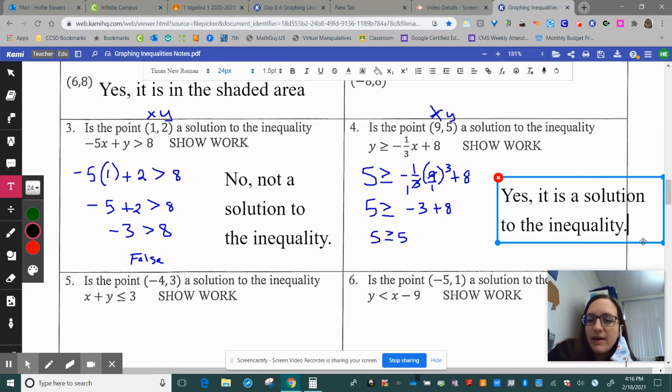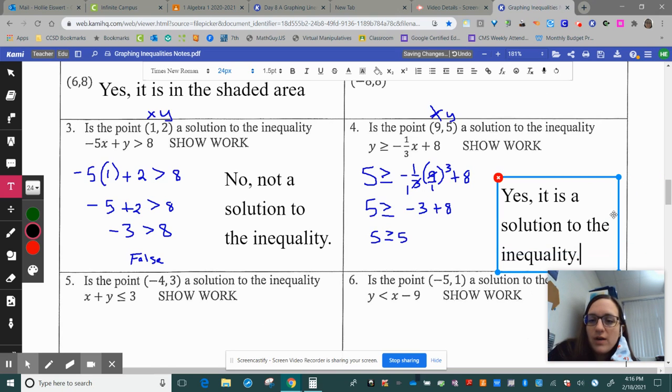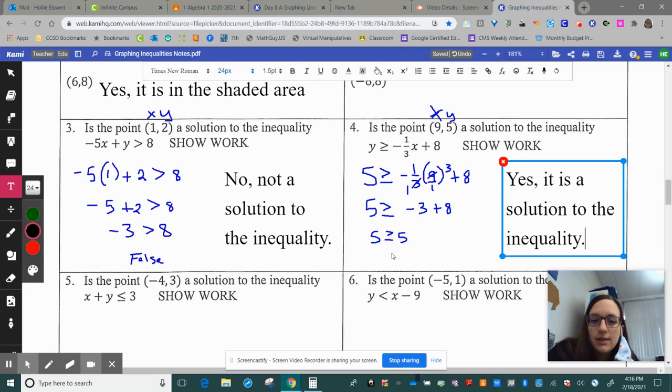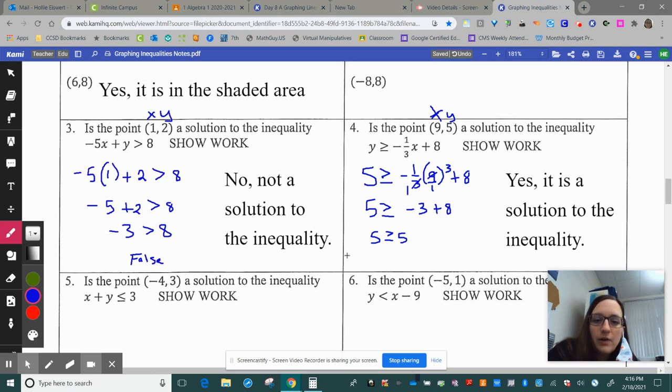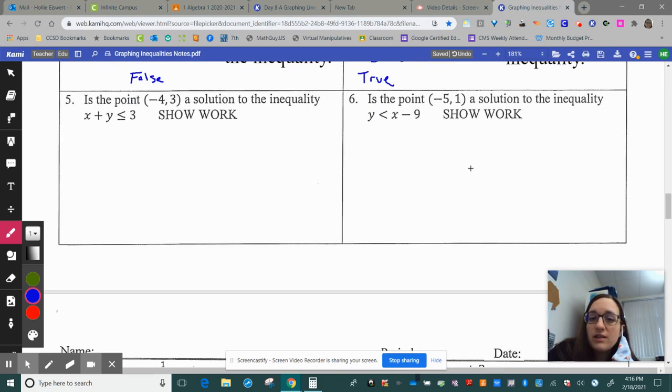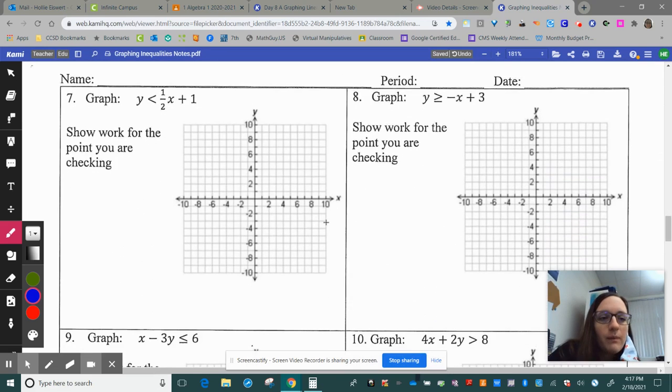Look at us writing SBEC style answers. Beautiful. Like a full sentence. All right, and this is because it's true. If it's false, no. True, yes. I'm going to have you do 5 and 6 on your own. Let me know if you have questions in class. So try it out. Ask me questions.